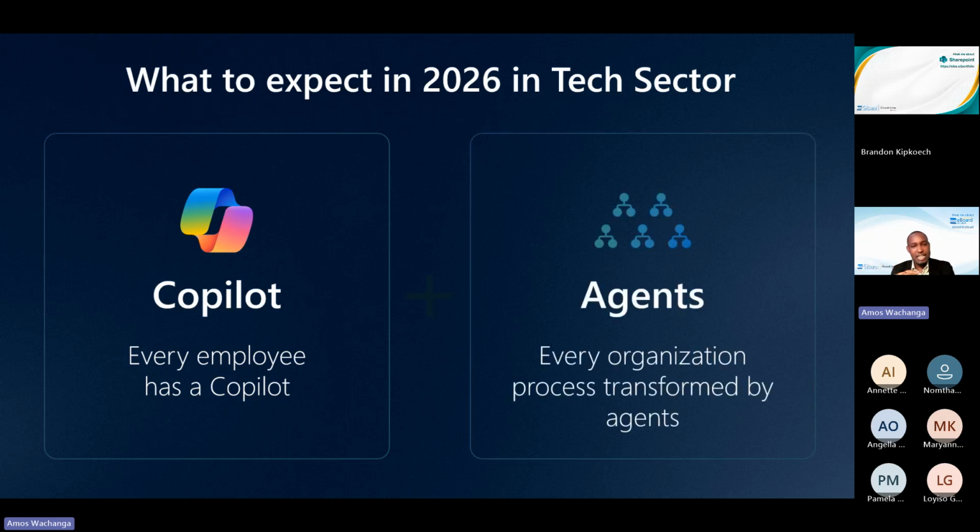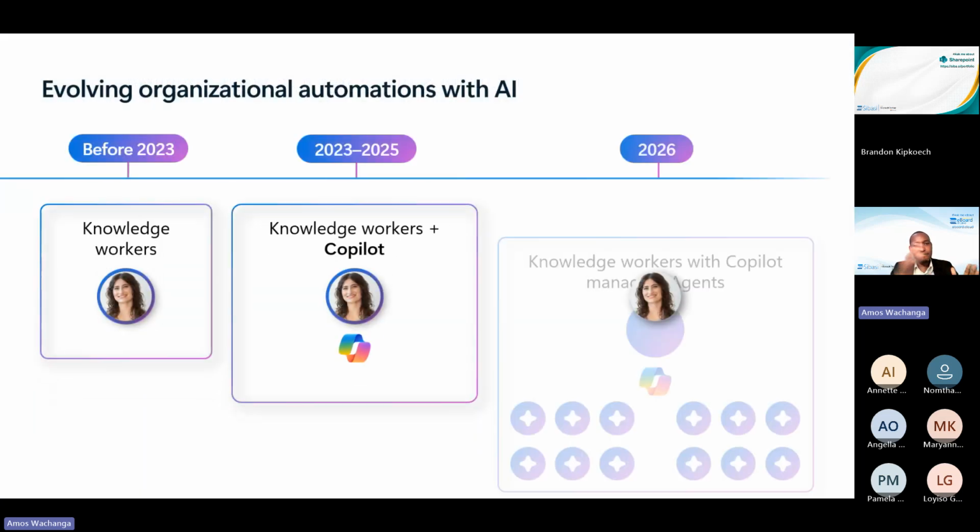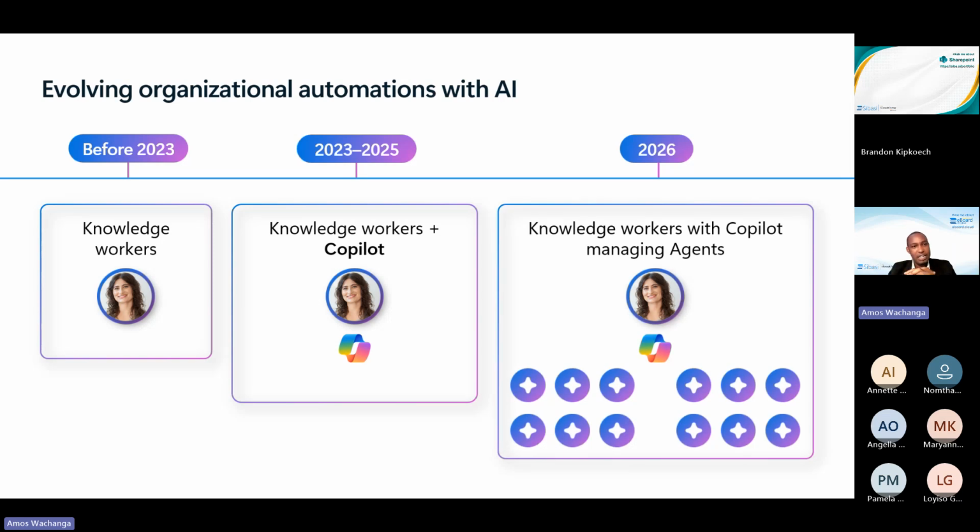On another front, what we see coming on very strong in 2026 is a concept that we call agents. In fact, when we were looking at the evolution of organizational automations, before 2023 we were mostly just using our own intellectual capacity to find information, to prepare for presentations and engage with various teams. But between 2023 and 2025, we've seen a lot of adoption of Copilot and, of course, many of the other AI tools that are out there.